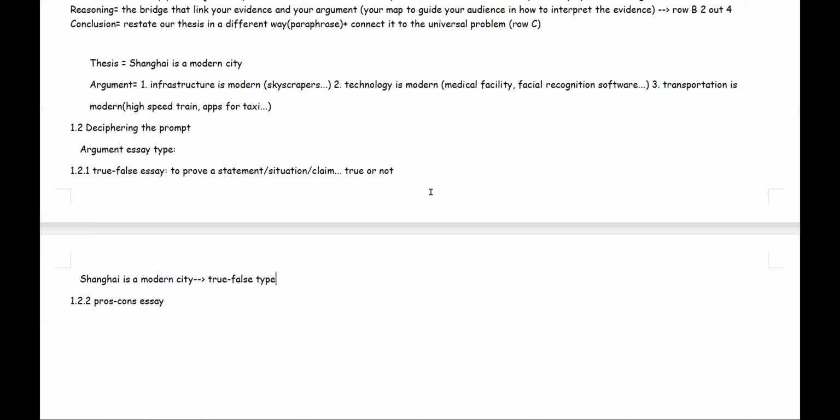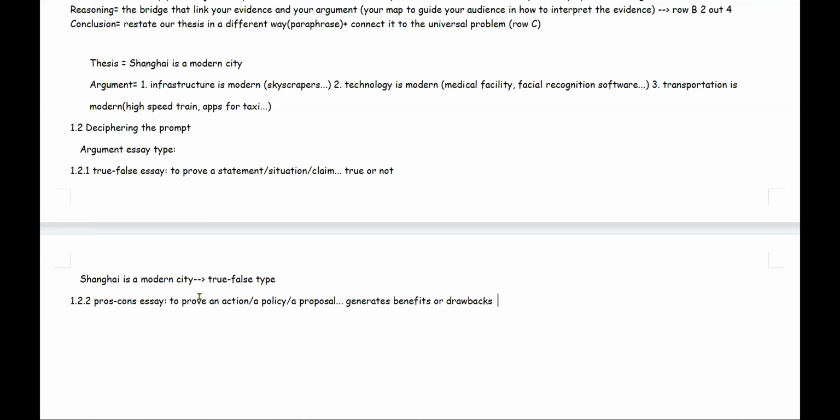So step one, be very careful. Make sure you understand whether it is a true false or pros cons. If it is pros cons, what are we arguing? To prove that an action, a policy, or a proposal, etc., generates benefits or drawbacks. That's pros cons.